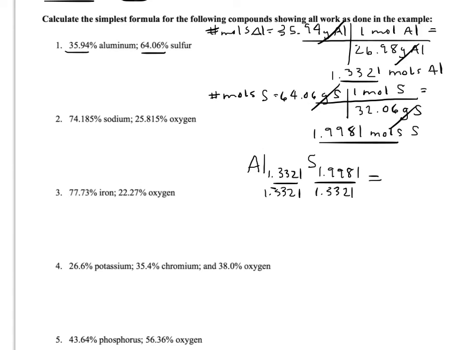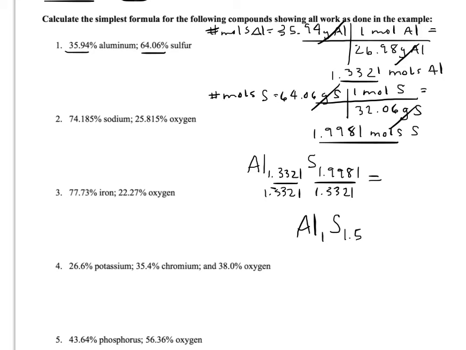So for my little division problem here, aluminum, I've got 1.3321 divided by itself, which means I would get Al1. And when I do 1.9981 divided by 1.3321, I get 1.499 something. So I'm going to round that to 1.5. I can't round it all the way down to 1, and I can't round it all the way up to 2 because it's kind of right in the middle between 1 and 2. And if I round that much, it's going to throw off my final answer. My final answer will be wrong.